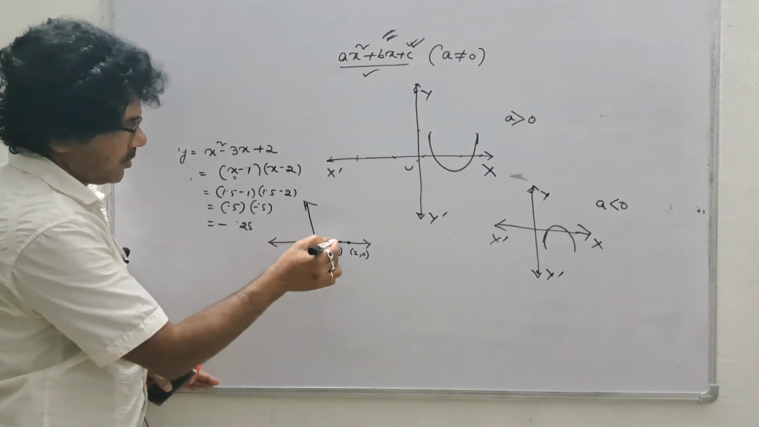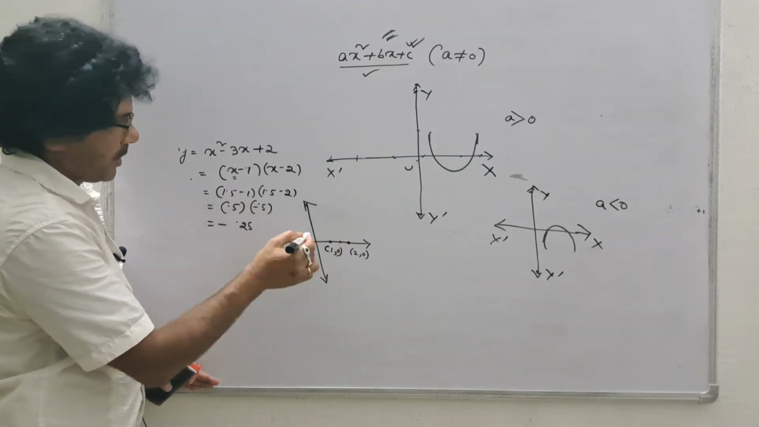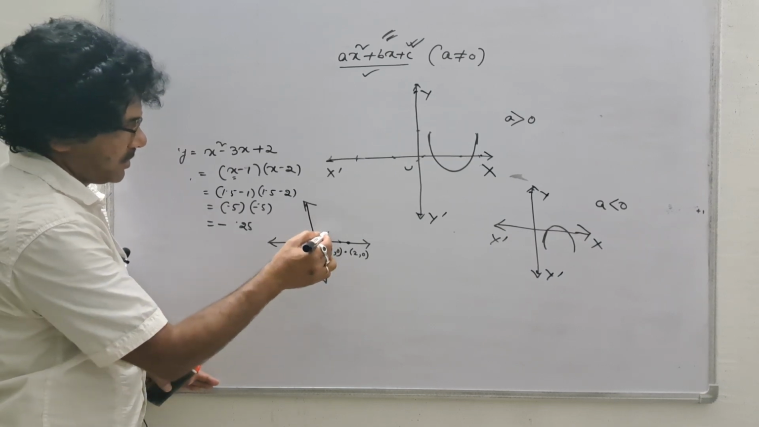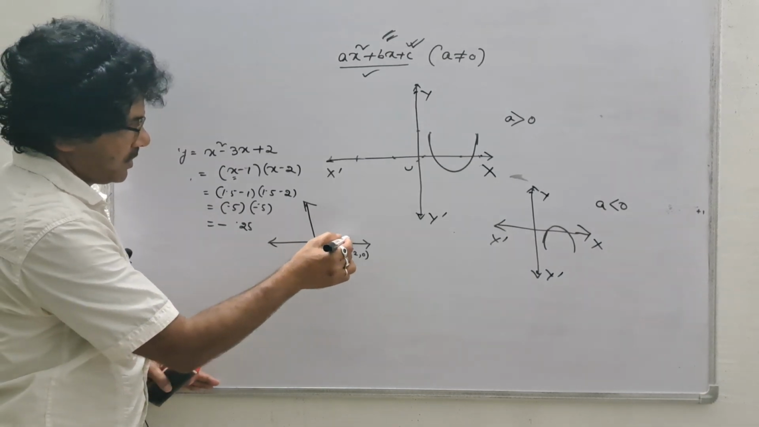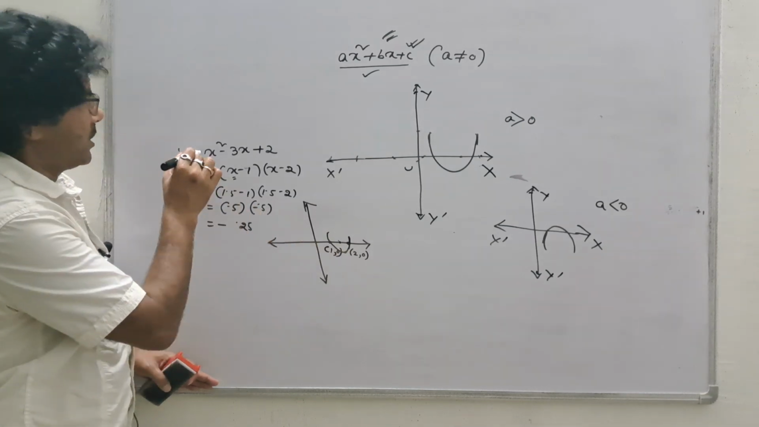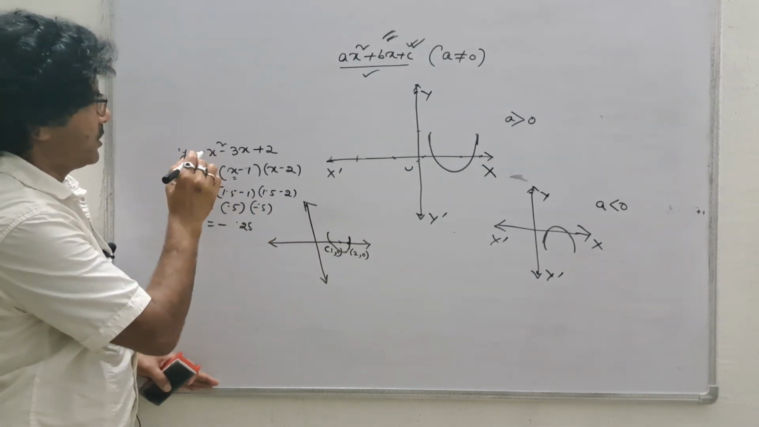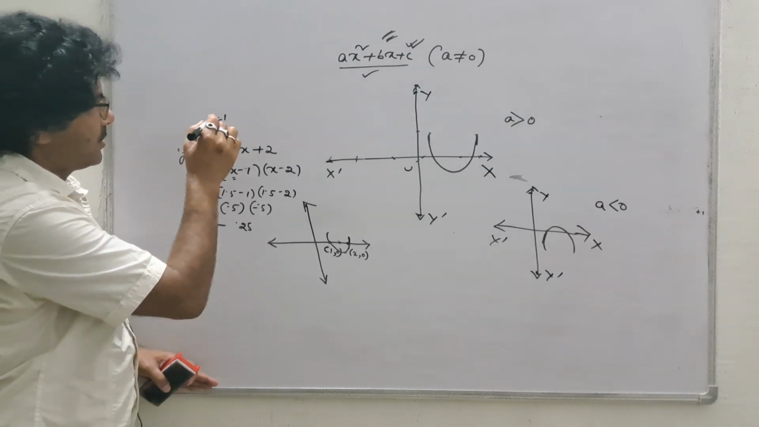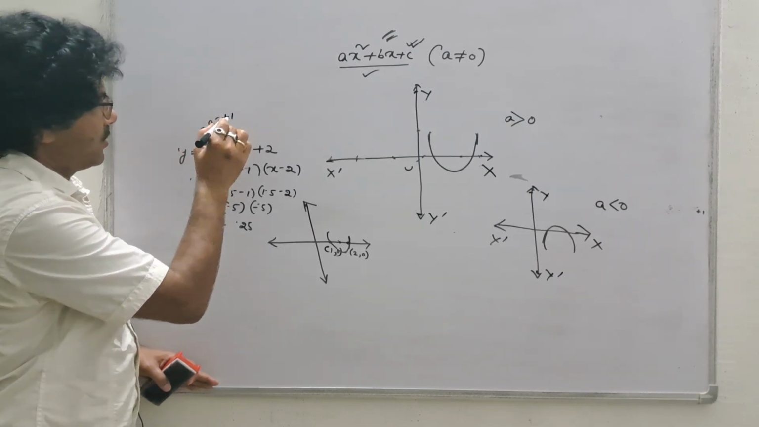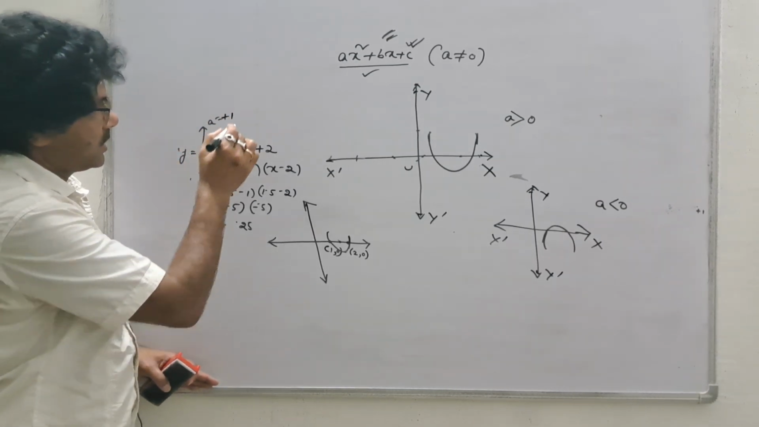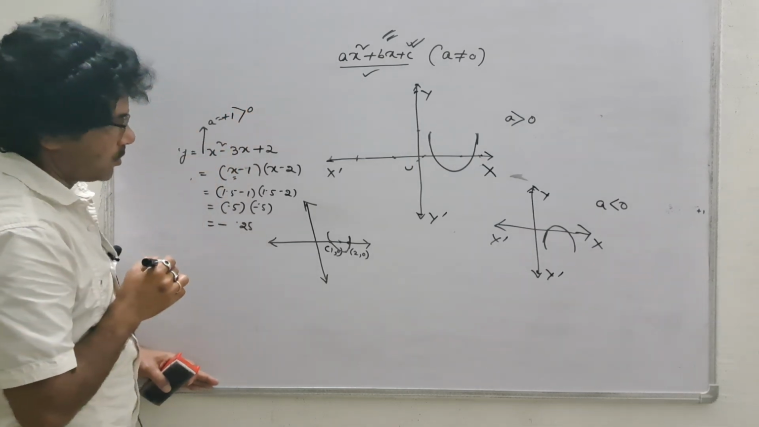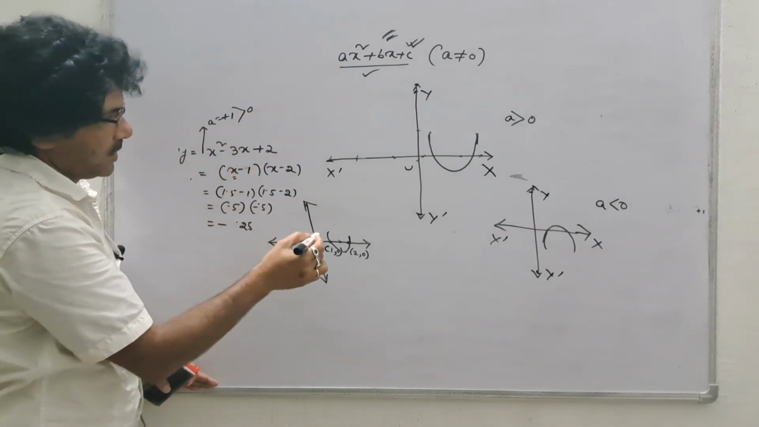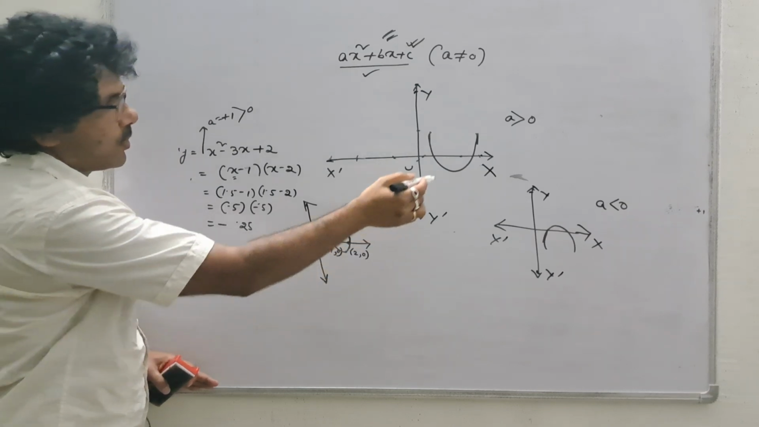So ultimately at 1.5, the x value, the y value is negative. So ultimately another point is coming here. So ultimately the graph will be concave upward. If you see the a value here, it is nothing but 1, and it is positive, it is greater than 0. So when a is greater than 0, then the graph is concave upward.